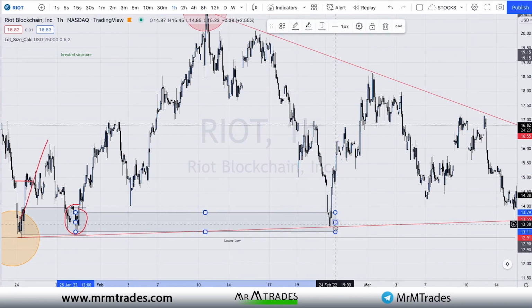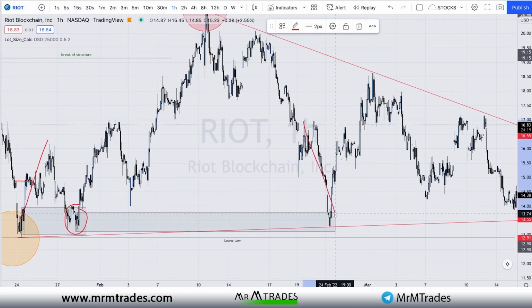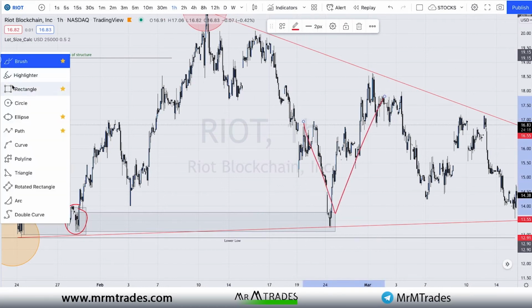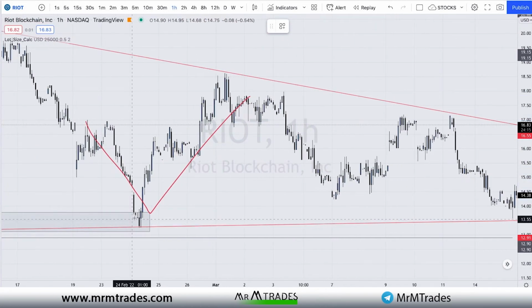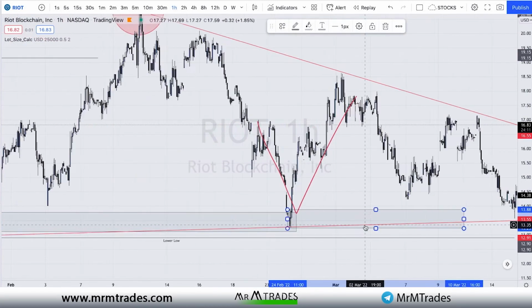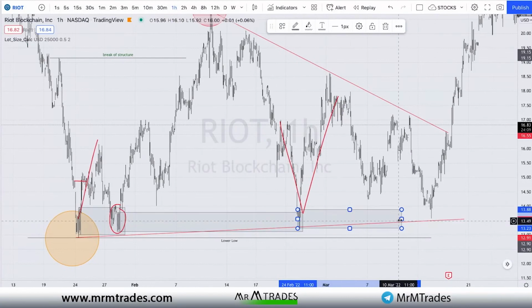And here we have another situation like that. Last down move before the up move. Let's draw our range here. Now, for our entry, remember in the previous video I mentioned that we have a symmetrical triangle forming here, so we want to break out of it.